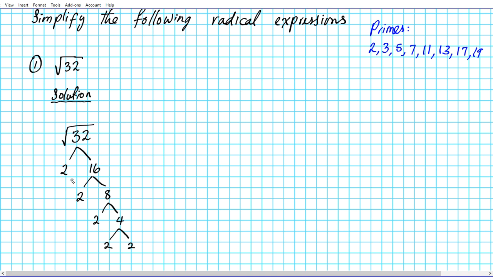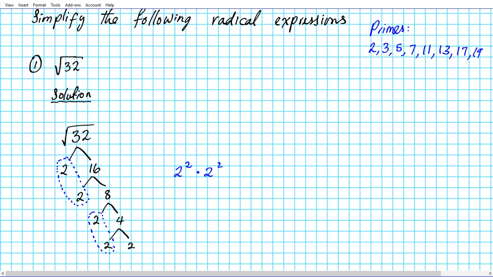So let's look for our pair of factors that are identical. So we have 2 and 2 here. Now these two 2's can come out of the radical. They will come out as a 2. And then we have another pair of 2's right here. Just to help you see what's going on, if you take a look at this 2 and this 2, that is 2 square. Okay, and then this 2 and this 2 is another 2 square.